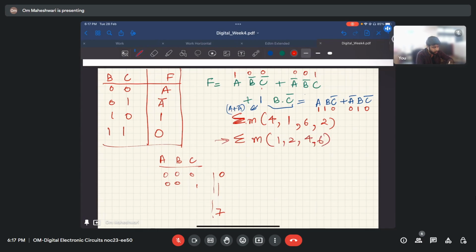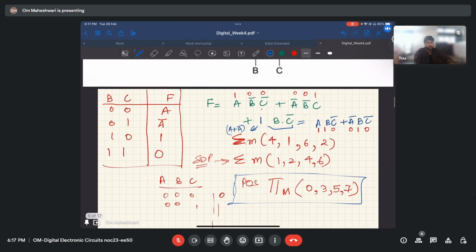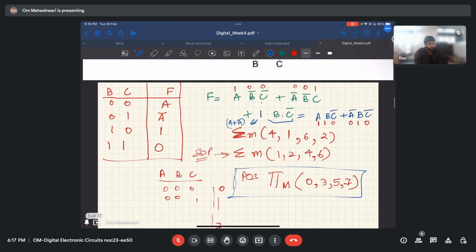Now this is in SOP form, right? For POS it will be pi m and all the remaining numbers, that is 0, 3, 5, 7. Okay, so the POS expression, this is the final answer that we wanted to derive.